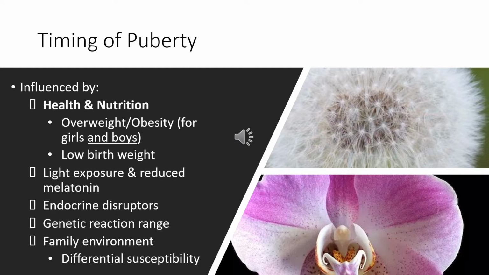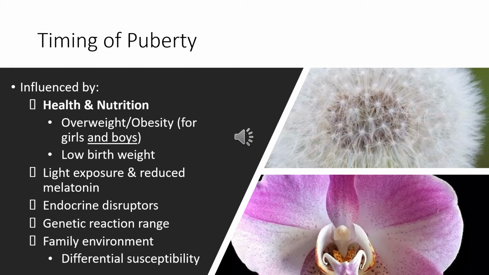Interestingly, light exposure is another factor. Kids who live near the equator go through puberty earlier because they have less melatonin being produced. And melatonin also seems to be sensitive to artificial light. So basically, perhaps all of our exposure to artificial light is contributing to earlier puberty.